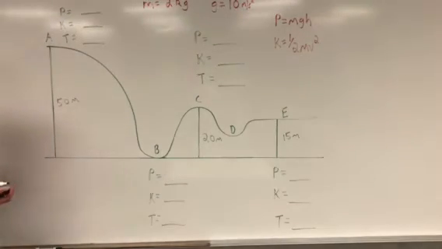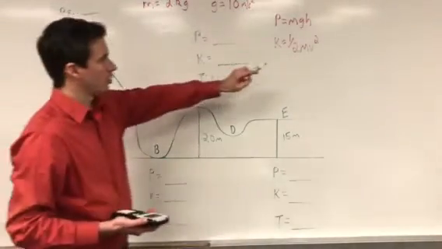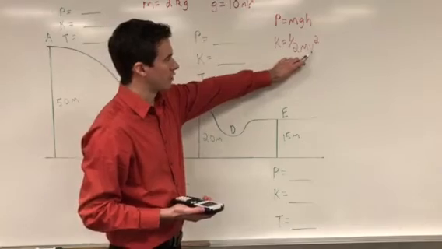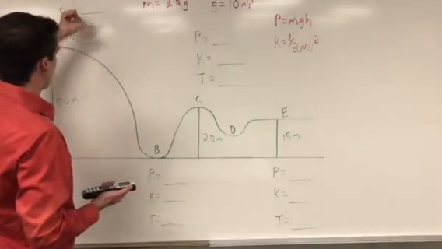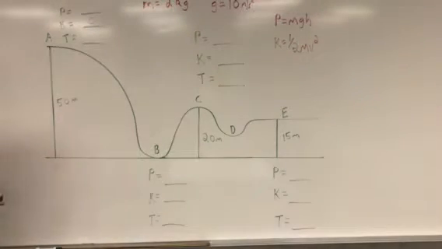It says that the cart is stationary at point A. That means the velocity is 0. So if I look over here at the kinetic energy equation, if the velocity is 0, the kinetic energy is also 0. So I don't have to calculate anything, I just know it's 0.